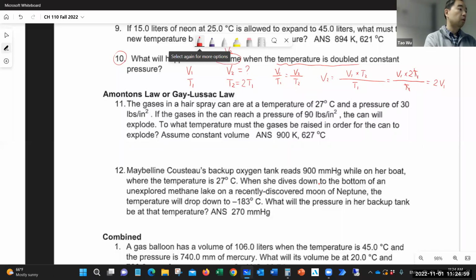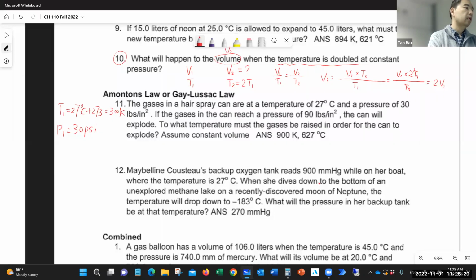Okay, so again, I recommend you make a list for each of the parameters. First, we have a temperature which is 27 Celsius. And again, we have to convert the Celsius to Kelvin before you do the calculation. You add 273, and this is 300 Kelvin. Then we have P1. The P1 is 30 psi.